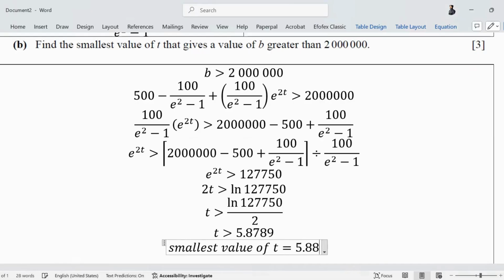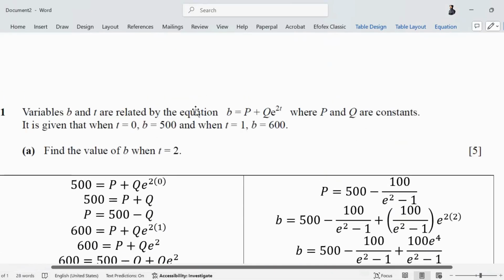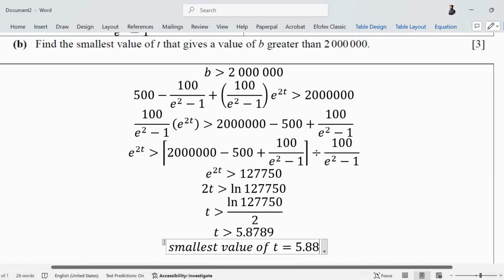Why does the question say that t has to be an integer? Does it specify anything like that? It is an integer, something like that? No. कहाँ लिखा हुआ है? So I can just write 5.88. That is perfectly fine.